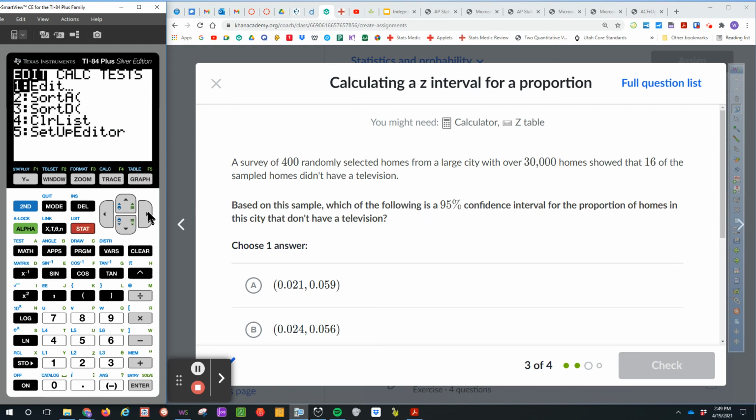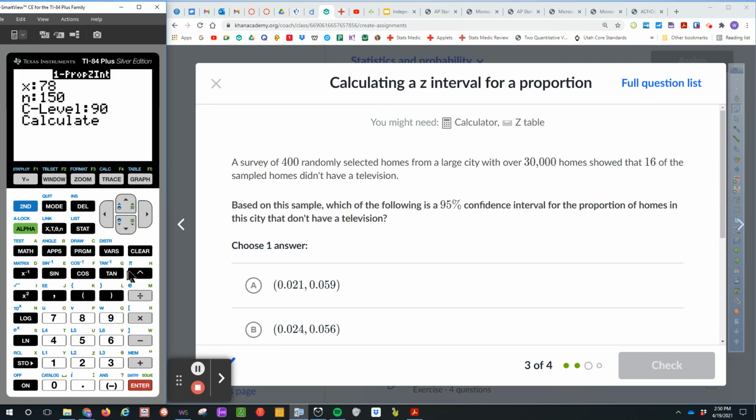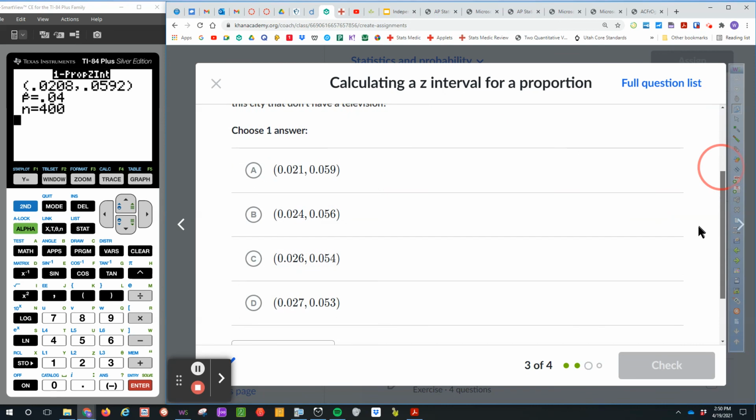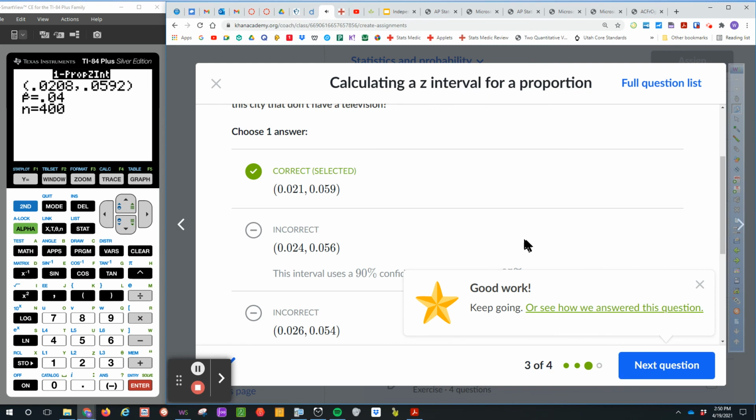So all I have to do is go to stat, test, and then go to one prop z interval, right? And then how many? It says 16, right? 16 out of 400. And then confidence level is 95. So 0.02, let's see if it matches any of the answers here. 0.021 and 0.059.